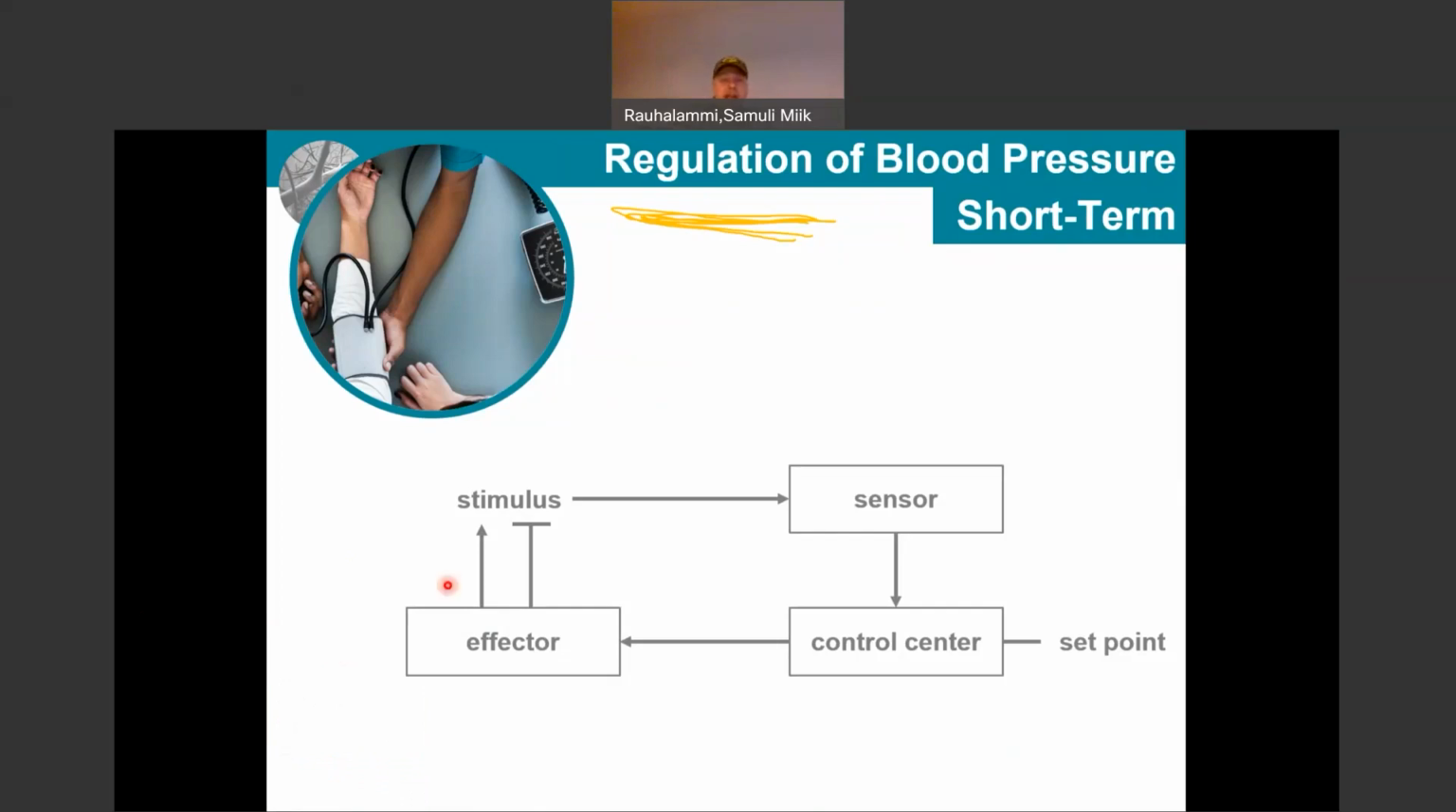So first, something happened. This is usually a change. We detect that with a sensor. This information gets passed to the control center, which is typically the brain, and within there we have a set point for normal values of what the stimulus should be. If the stimulus is something other than within the set point, we are going to act on it. And usually, we try to stop the stimulus from happening.